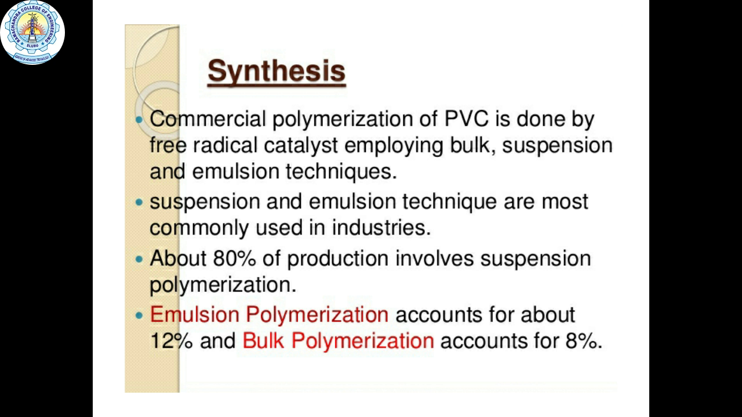Coming to the synthesis of polyvinyl chloride. Commercial polymerization of polyvinyl chloride is done by free radical catalyst employing bulk, suspension, and emulsion polymerization techniques. Suspension and emulsion polymerization techniques are most commonly used in industries for the preparation of PVC. 80% of the PVC is produced by the suspension polymerization technique, 12% by the emulsion polymerization technique, and finally 8% by the bulk polymerization technique.